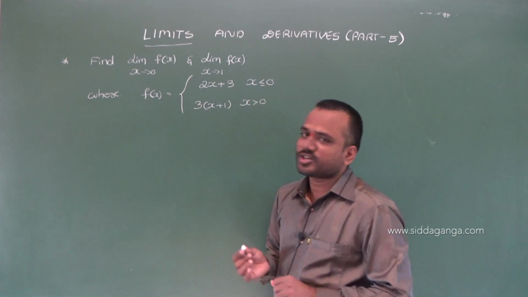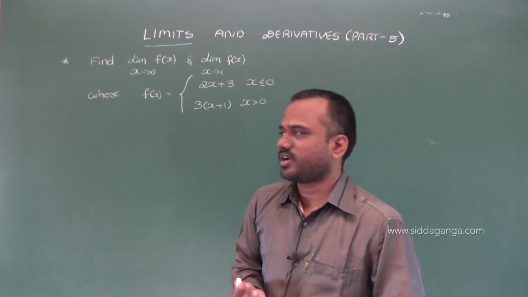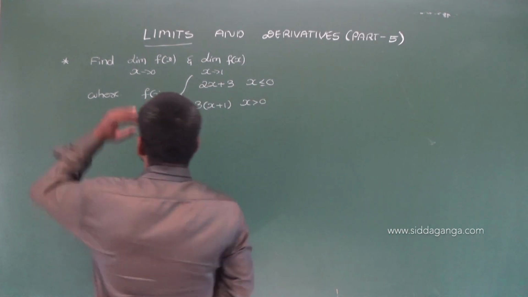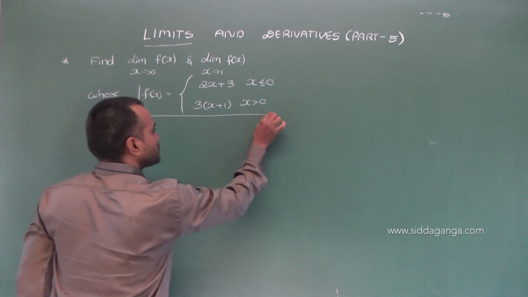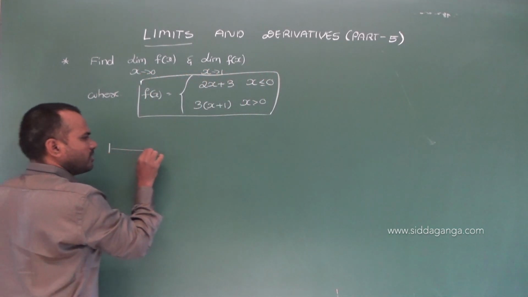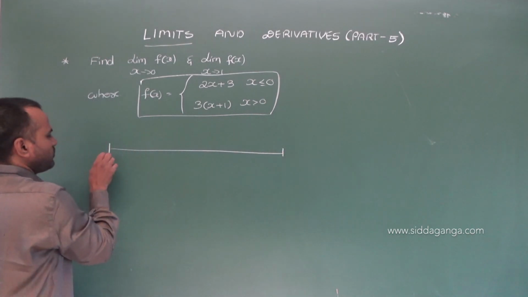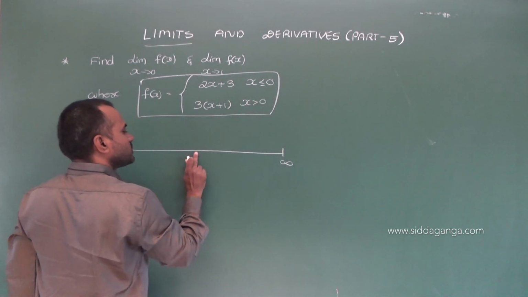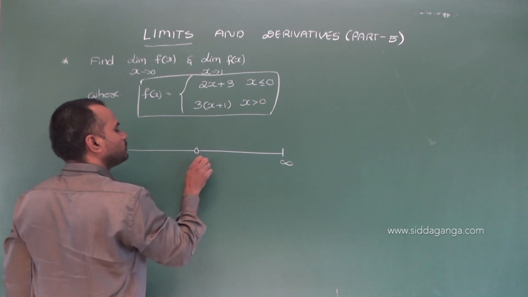Such a type of function concept you already know in the chapter relations and functions, correct? So better I explain once again about the function, then we find these two values. See, this function means what? For that, better I draw a number line from minus infinity to plus infinity. Here the domain has a point 0.